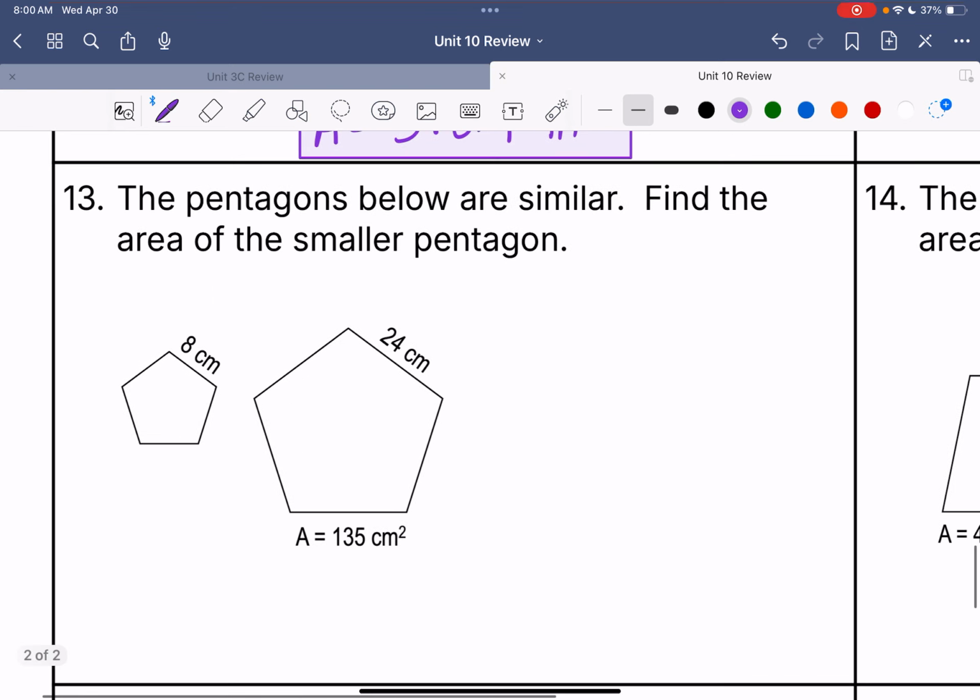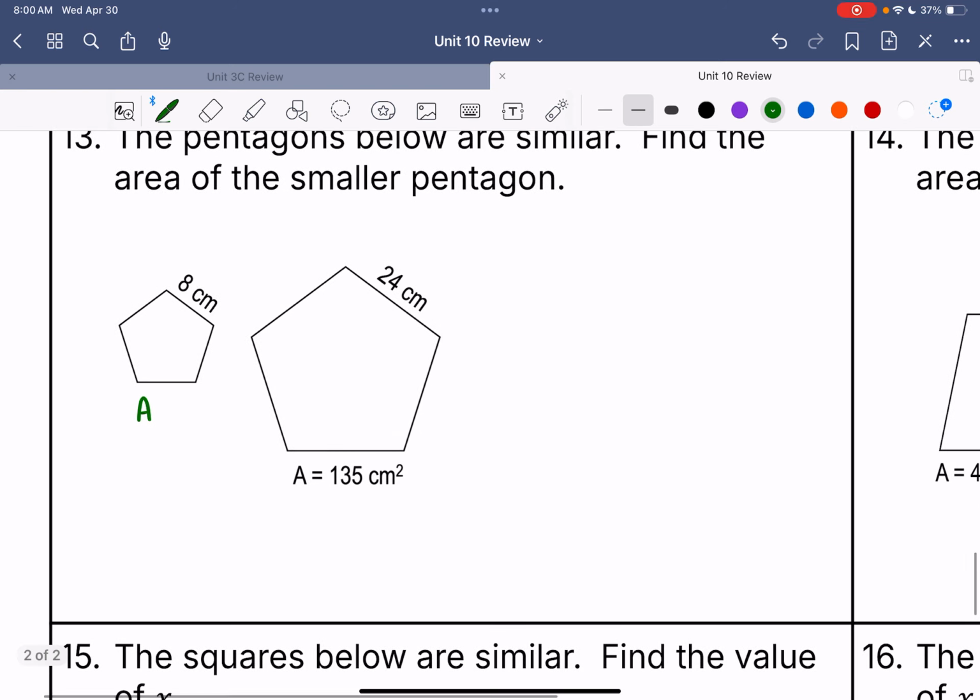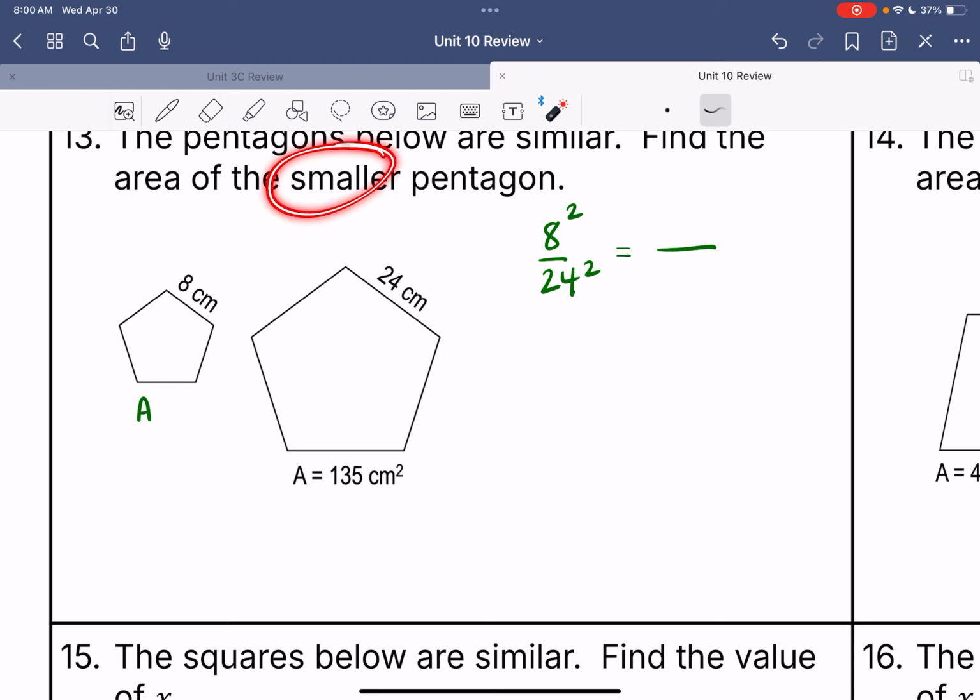Okay, next one, the pentagons below are similar. Find the area of the smaller pentagon. So between these two, the smaller one is that first one. So I'm just going to say that's A, like area. So first we set up our scale factor. So it's 8 to 24. We square those numbers. And then we set it equal to the ratio of the areas. Now, since we're trying to find a smaller area between these two numbers, 8 is smaller. So the A is going to go here.